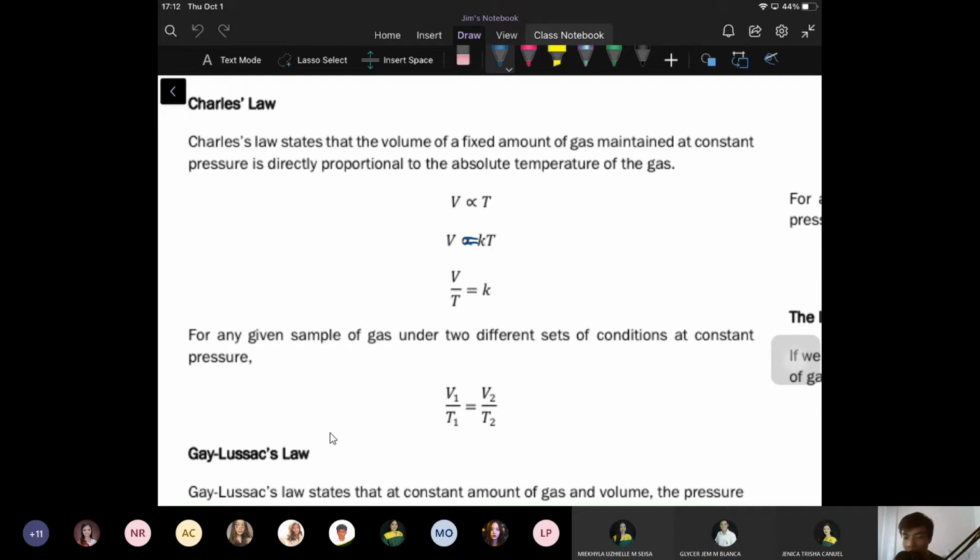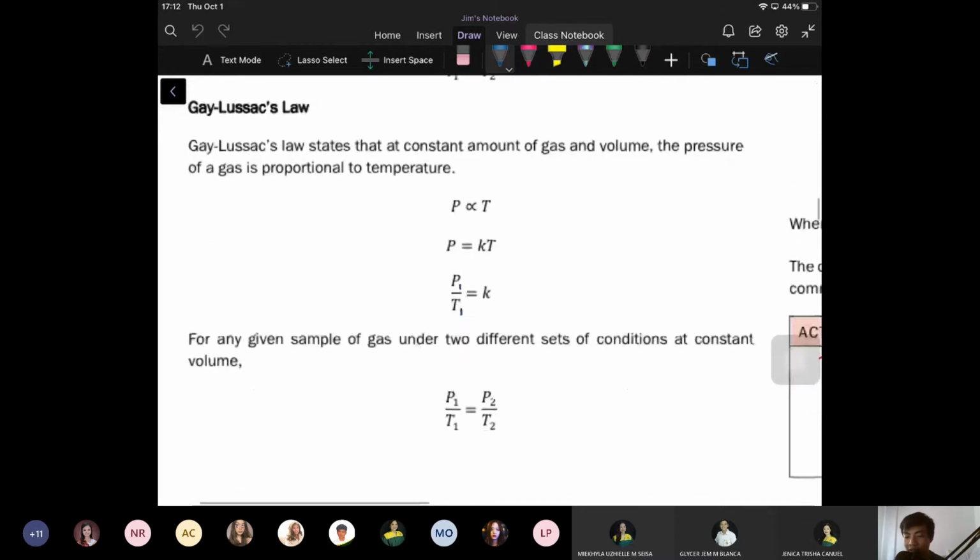Kailangan niyo ba ito kabisaduhin? Kahit hindi na. Ako personally, di ko alam yung mga pangalan. Basta alam ko may ganyang equation.